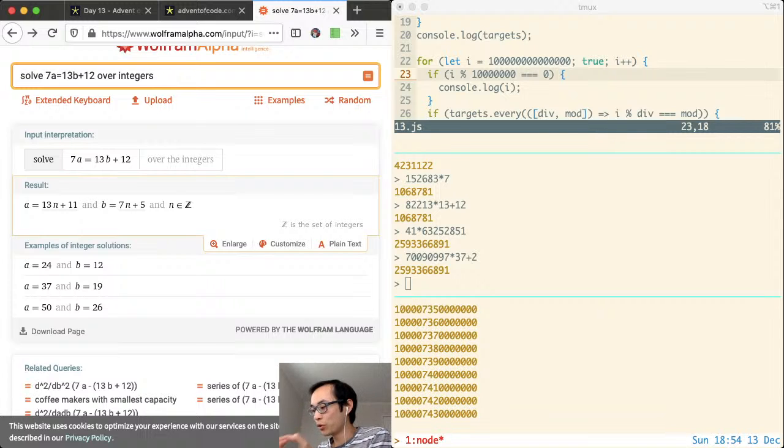But since we're substituting in 0 for n, we don't care about n. So what we're actually looking for is that 7 times a, our value for a basically, has to equal 13 times b plus 12, which is what our original question was.